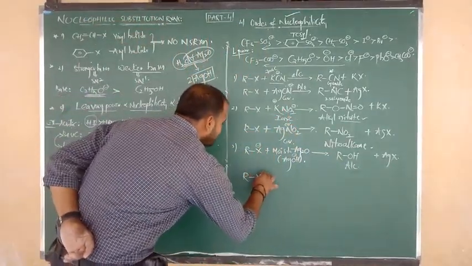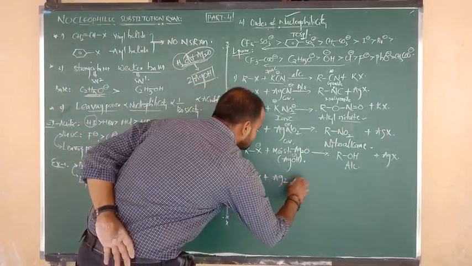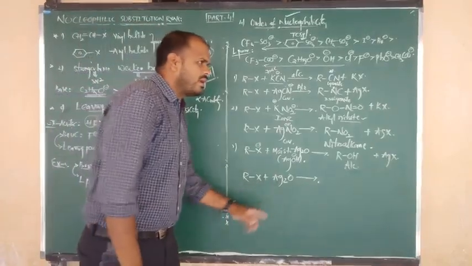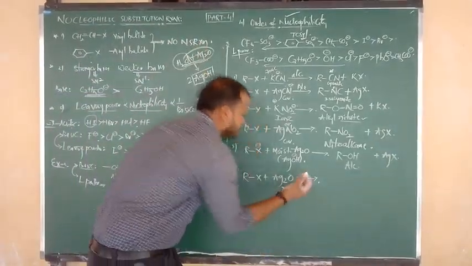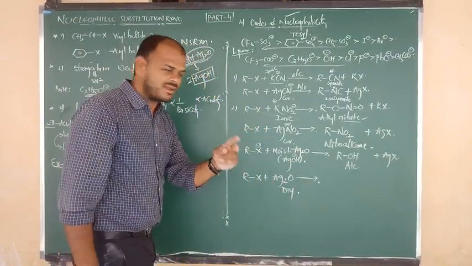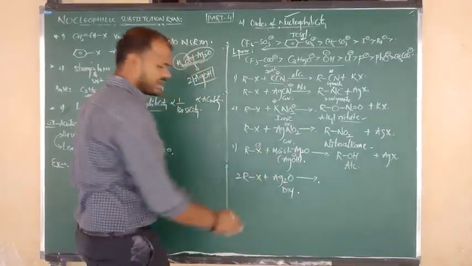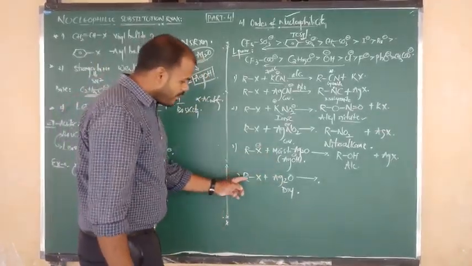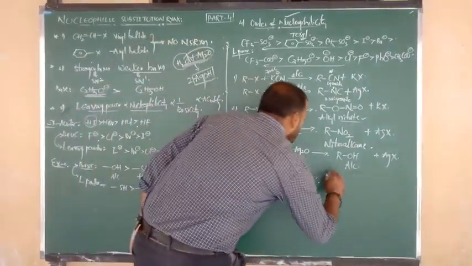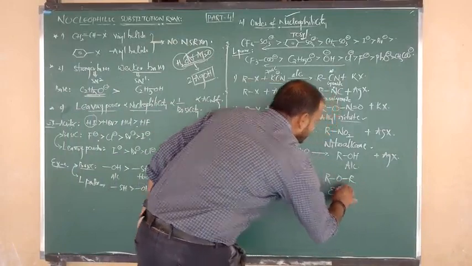Next point, again the same thing: alkyl halides RX on reaction with Ag2O, that is, reaction with dry silver oxide. How many Ags are here? 2 Ags are there. Metal combines with non-metal, you require 2 halogens, so let us consider 2 moles. How many R groups are there? 2. How many oxygens are there? 1. We write that in the form of ROR. So you are getting the product, ether.